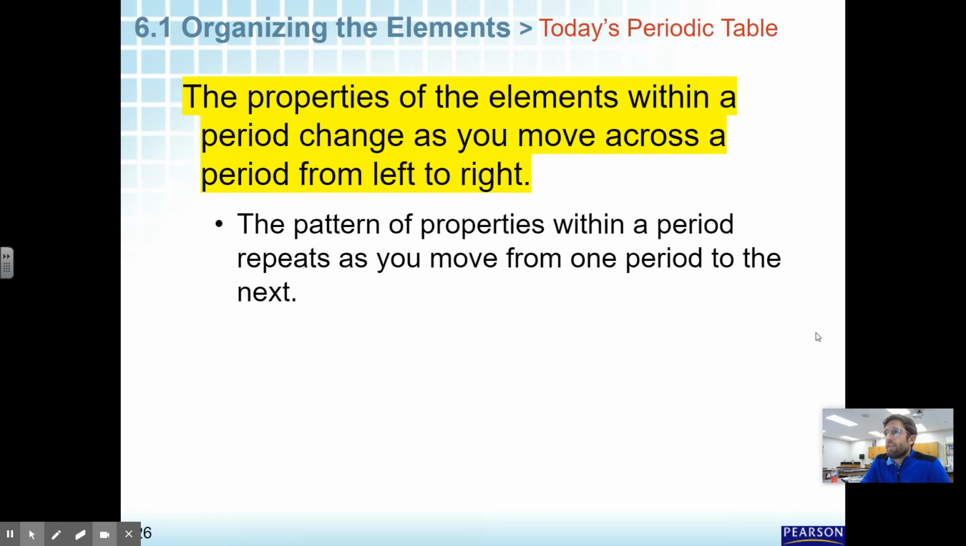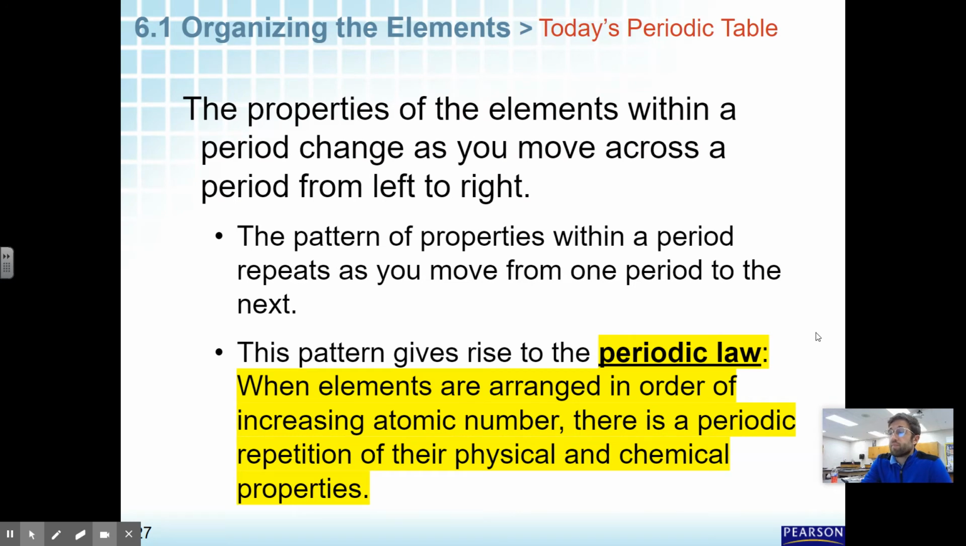So the properties definitely change. Okay, and this gives the opportunity for this law to come into existence. When elements are arranged in order of increased atomic number, there is a periodic repetition of their physical and chemical properties, which is what periodic law states. Hopefully, yesterday you wrote that down or typed it, I guess.